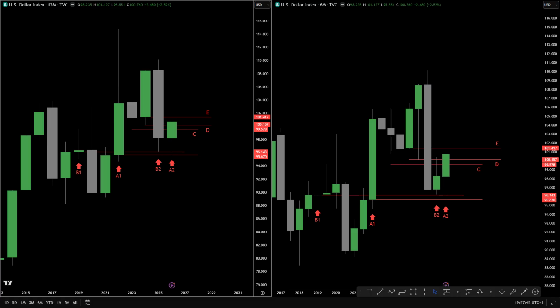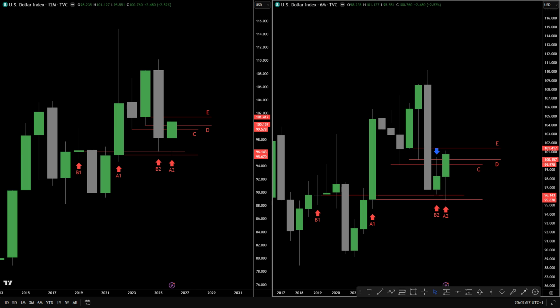What's especially interesting is how price reacted when it reached levels C and D. To understand that, we need to drop down to a lower time frame. Now we're looking at the 6-month chart. Take a look at the candle high marked in blue. Notice how price reacted as it reached level D. Even though the candle slightly overshot the level, the reaction occurred exactly where we would expect it to.